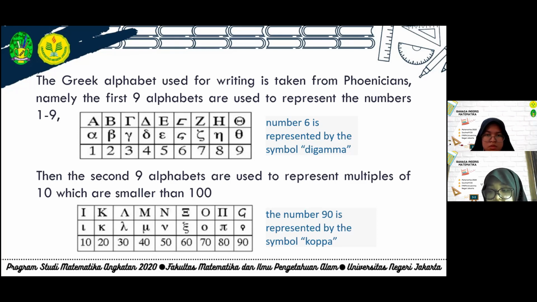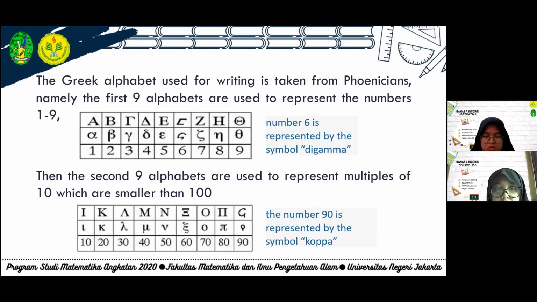On the slide, you can see alpha represents number 1, beta represents number 2, gamma represents number 3, delta represents number 4, epsilon represents number 5, digamma represents number 6, zeta represents number 7, eta represents number 8, and theta represents number 9.